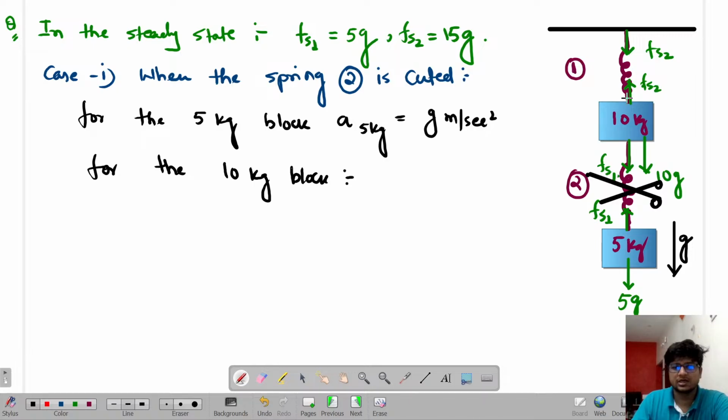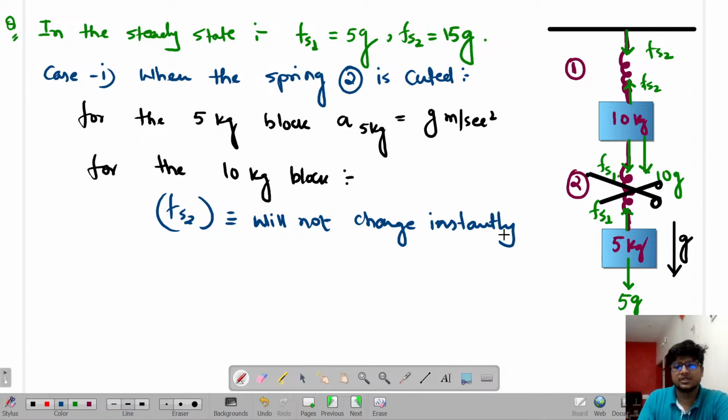For the 10 kg block, as we know that, the spring forces are lazy. Spring forces are lazy means what will happen? This Fs2 will not change instantly. Means this Fs2 will change after some time. The question arises, after how much time? So look over here, Fs1 will become 0, if spring 2 is cut, but Fs2 will not become instantly 0.